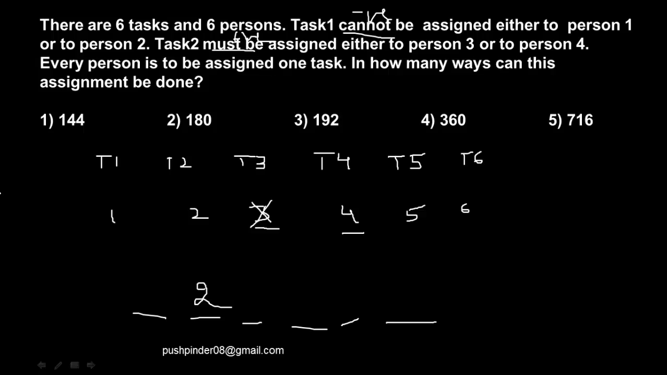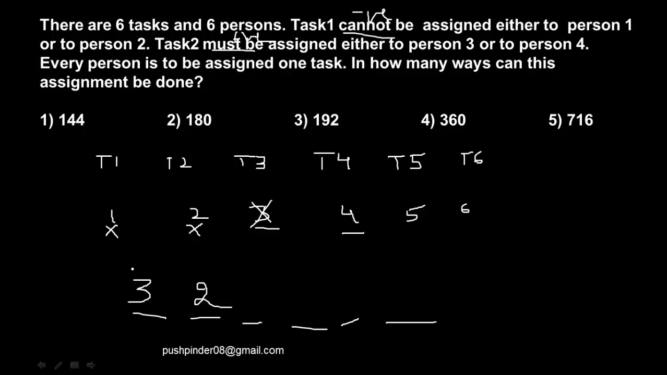So that means, let's suppose task 3 is assigned to person 3. Now let's move on. Now he's saying task 1 cannot be assigned to person 1 or person 2. This task 1 cannot be assigned to person 1. It cannot be assigned to person 2. Task 3 has already been assigned to person 3. So that means there are 3 ways left to assign task 1, right?